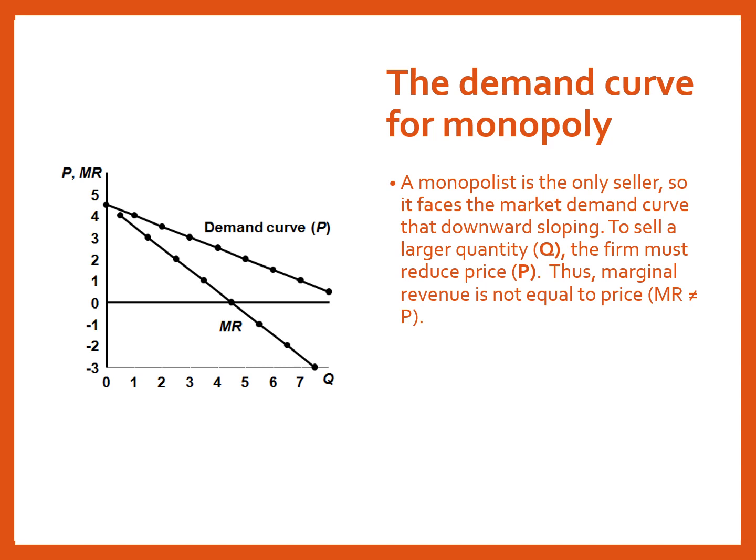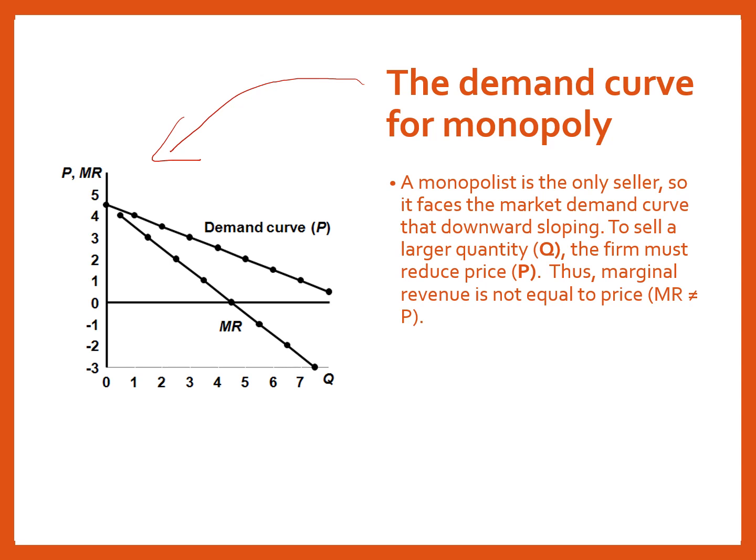And then next is in terms of the demand curve for monopoly. Okay, so ini adalah demand curve for monopoly. Alright, so if you tengok graph dekat sini, okay, the demand curve ni is totally different lah daripada perfect competition. Okay, monopolist is the only seller, so it faces the market demand curve that is downward sloping. So in order to sell a larger quantity, the firm must reduce the price because the marginal revenue is not equal to the price, whereas the MR memang tak sama dengan P.